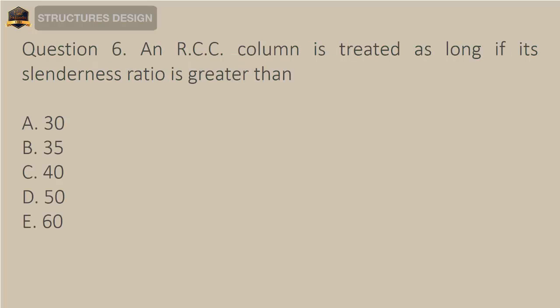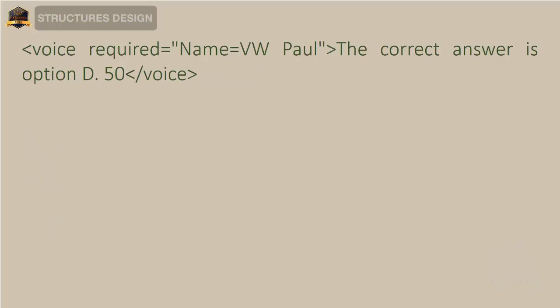Question 6. An RCC column is treated as long if its slenderness ratio is greater than A 30, B 35, C 40, D 50, E 60. The correct answer is option D 50.